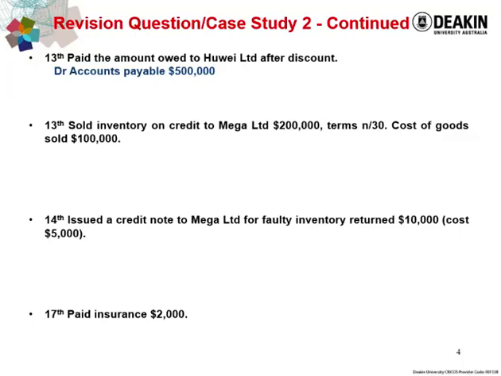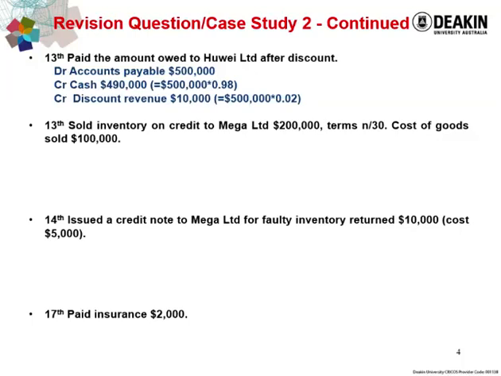So here there are two credit entries. We credit cash at bank 490k, which is 98% of $500,000, and we also credit discount revenue 100k, which is 2% of $500,000. Discount revenue is a form of income, therefore we credit discount revenue. Then, on the same day, we sold inventory on credit to a customer, Mega Limited 200k.